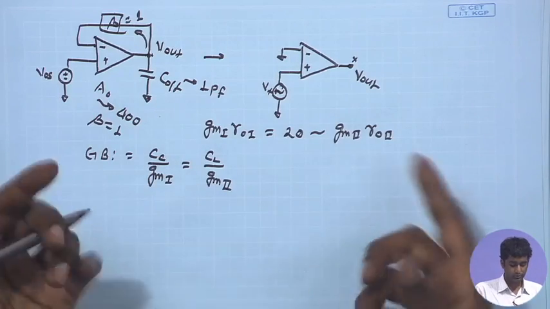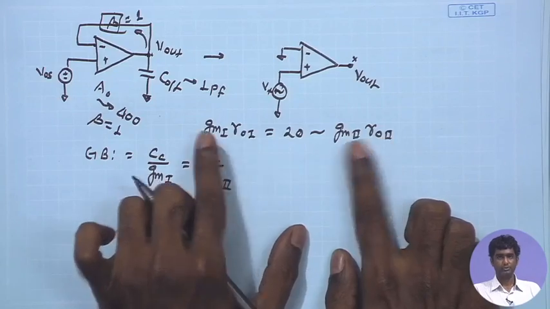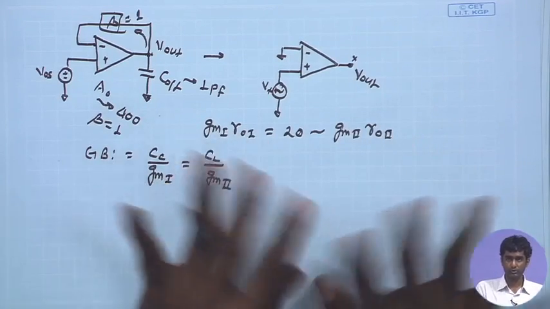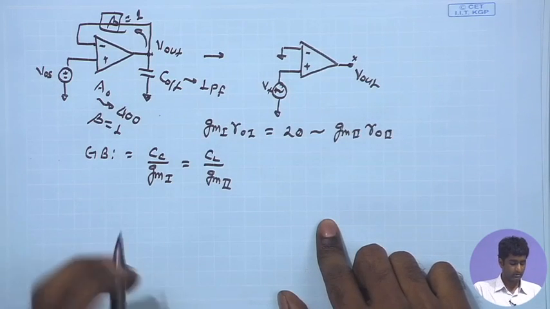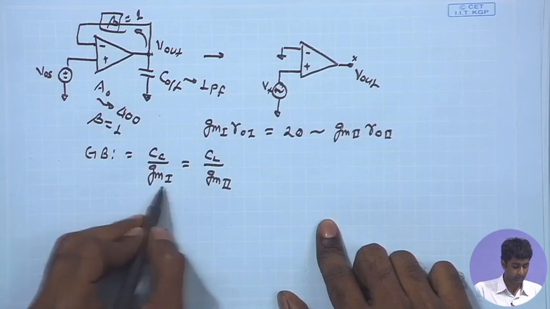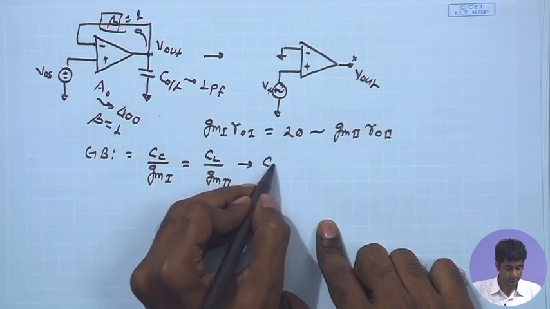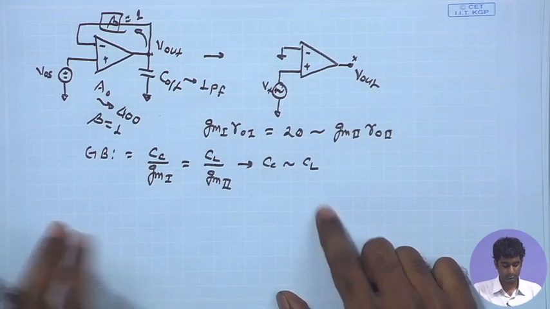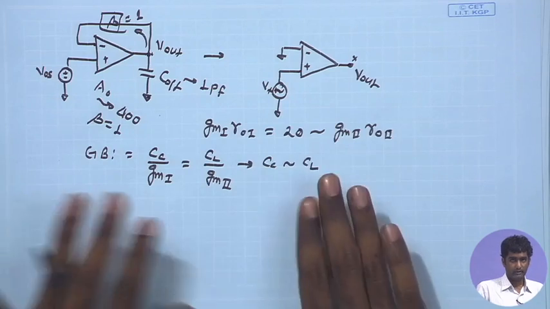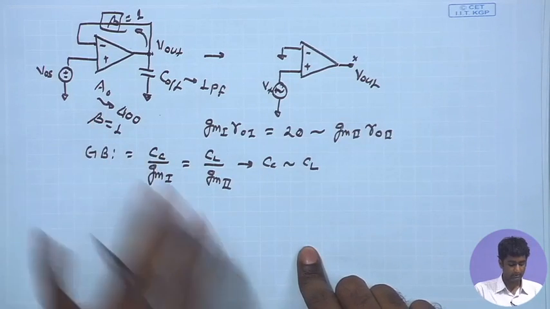And once again, if I assume that all the channel lengths were similar and the bias currents were similar in both the stages, the GM1 RO1, GM2 RO2 are going to be similar. And here, therefore, I am going to have GM1 approximately equal to GM2, and therefore Cc, the compensation capacitor, approximately equal to Cl. Let us assume that Cc is approximately equal to Cl for a 45° phase margin. So, we have the compensation capacitor given by the value around 1 picofarad.